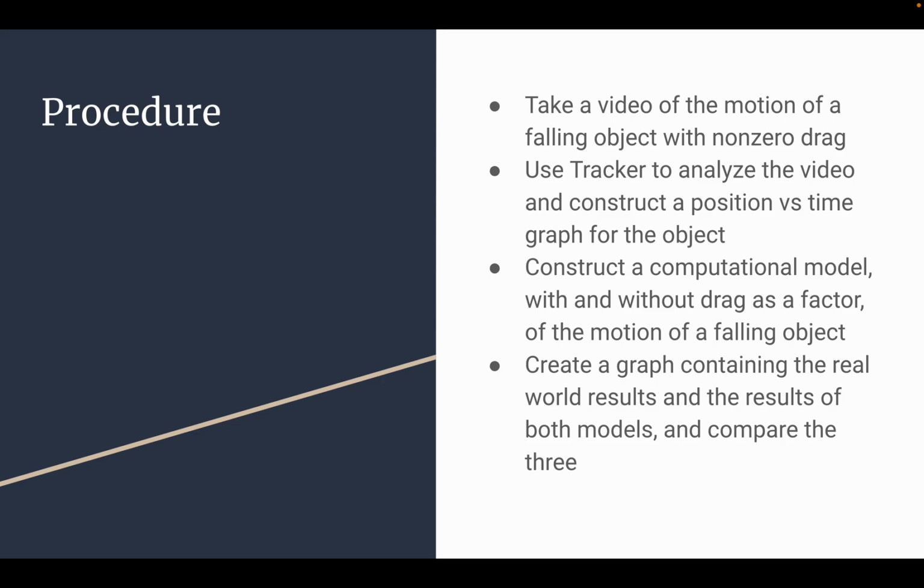So the procedure for this lab is to take a video of the motion of a falling object with non-zero drag. We're going to use Tracker to analyze the video and construct a position versus time graph for the object, and then construct a computational model with and without drag as a factor of the motion of the falling object. And we're going to create a graph containing the real-world results and both models and compare the real-world results to the results from the simulated models.